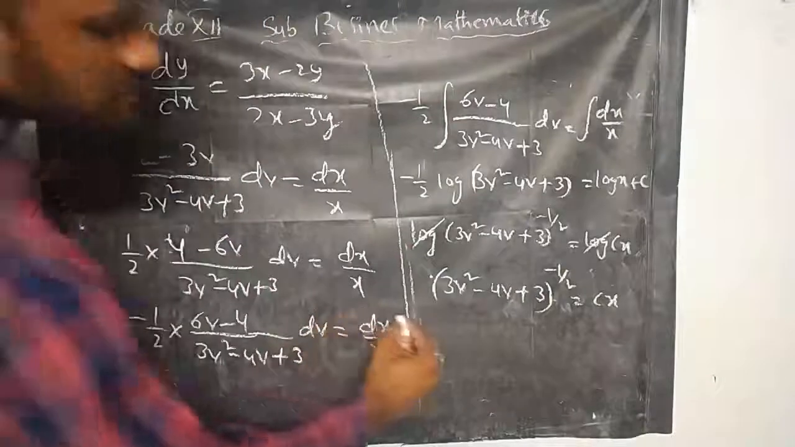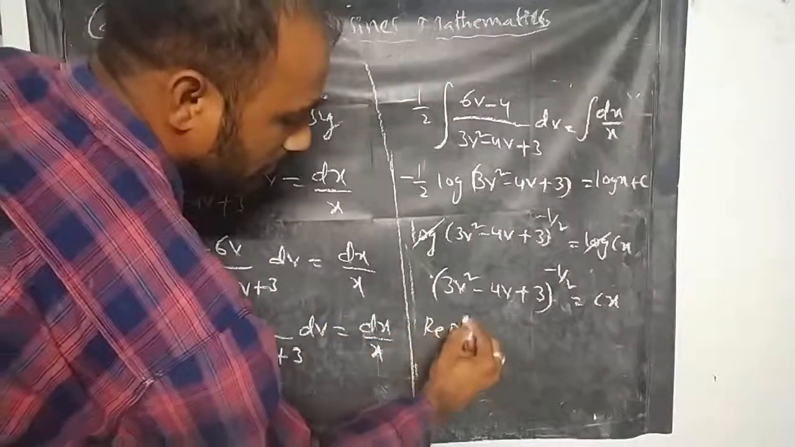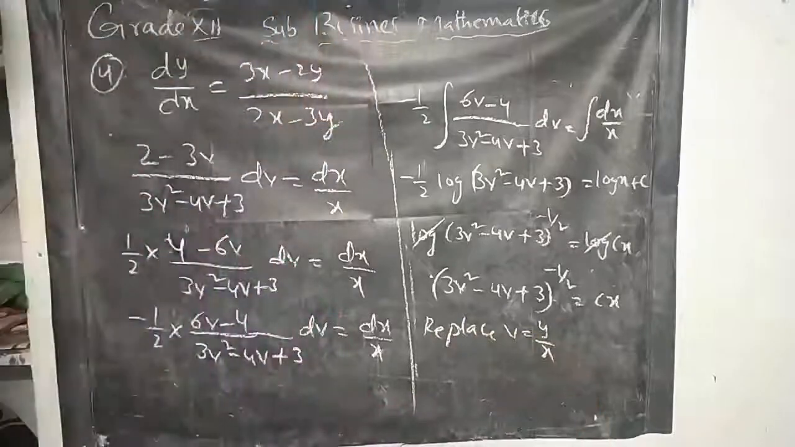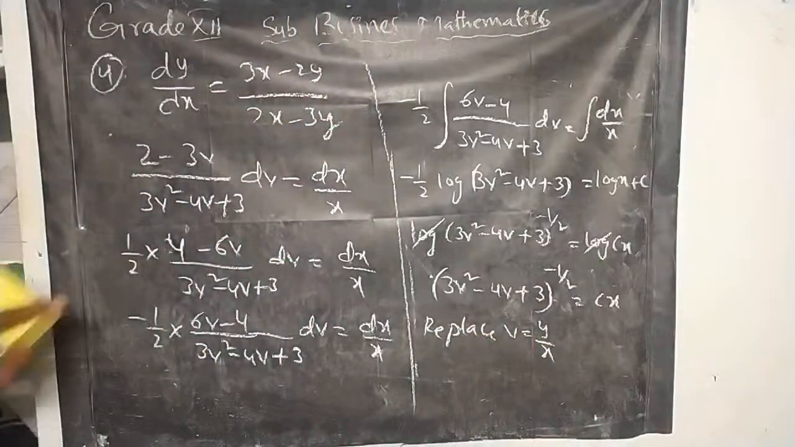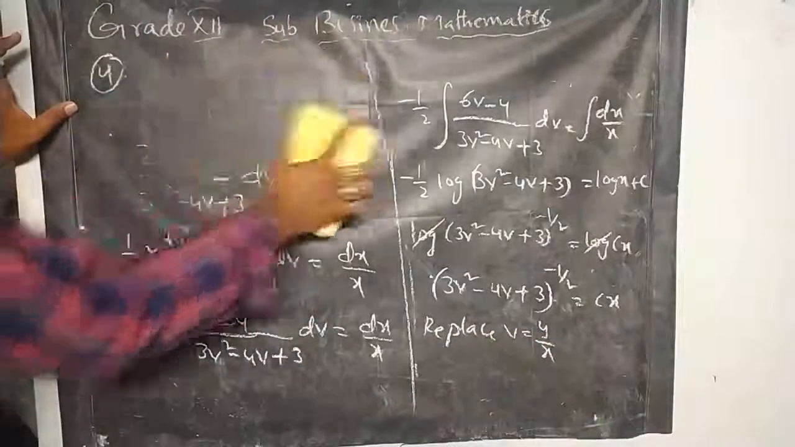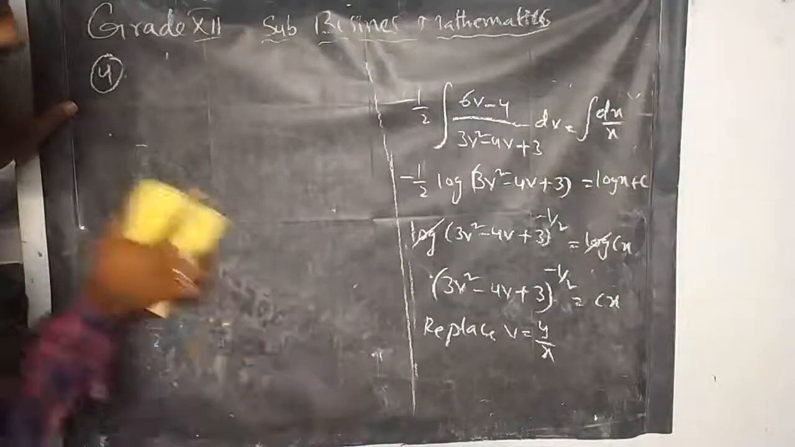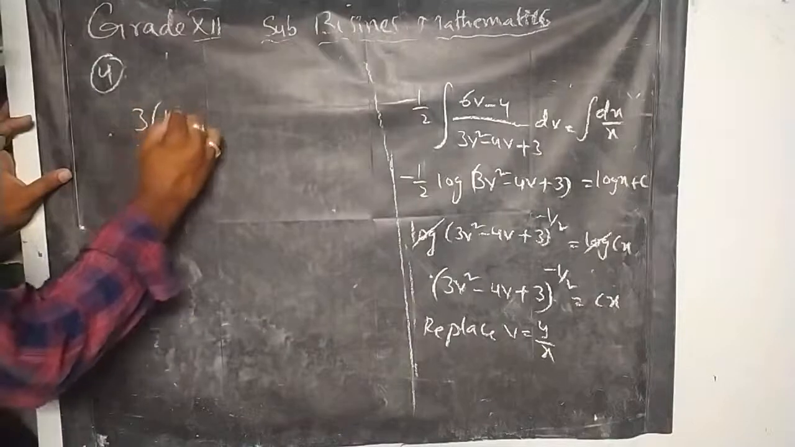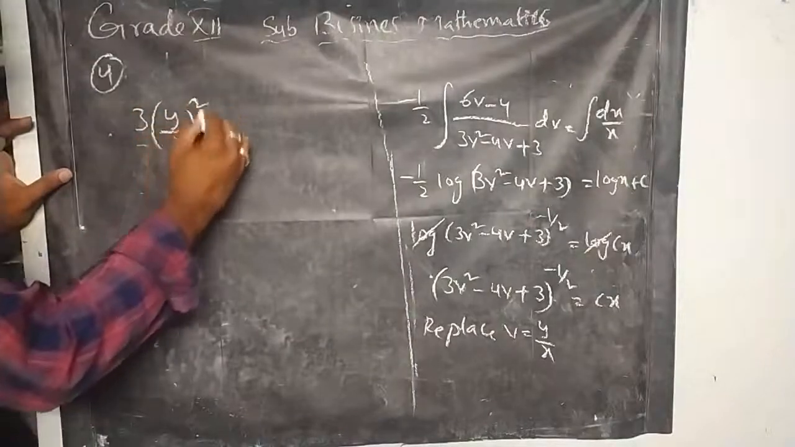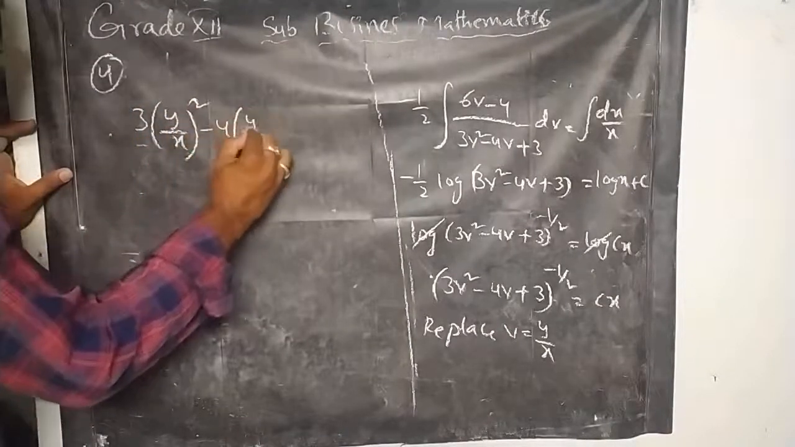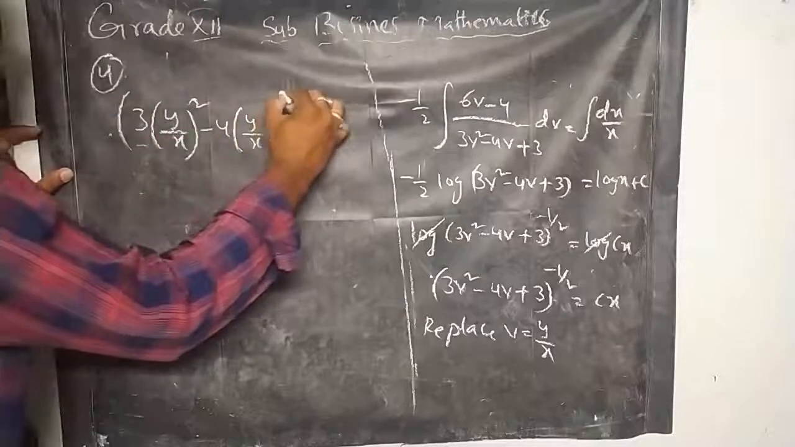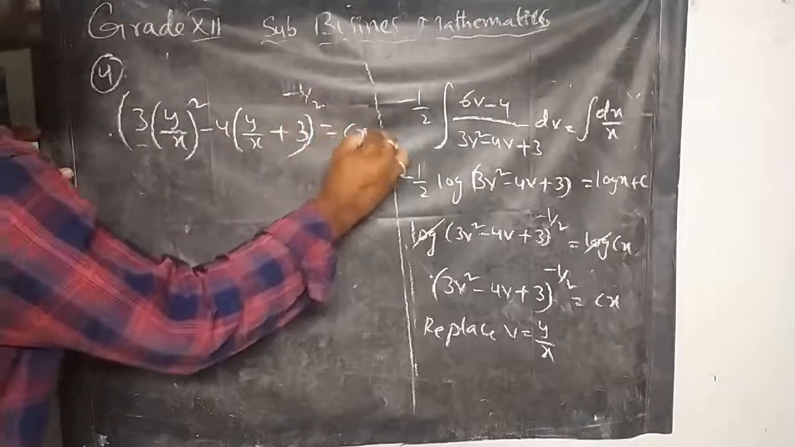Now let me replace v by y by x. So if you replace v by y by x, then it will change to 3 into y by x whole square minus 4 into y by x plus 3 whole to the power of minus 1 by 2 is equal to cx.